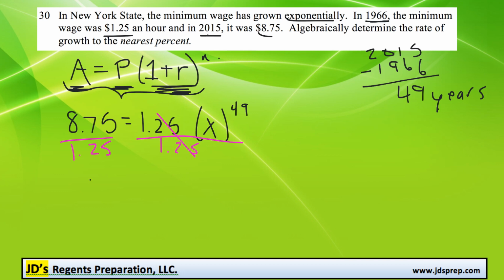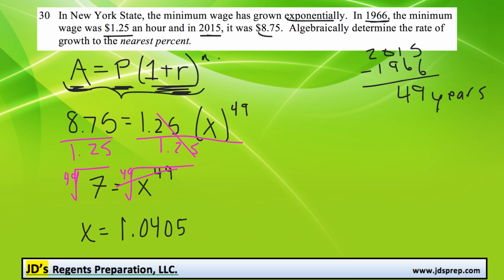And then on the left-hand side, if we divide those, we get 7. So 7 equals x to the power of 49, which is a pretty crazy exponent, but we can use a calculator here to help us out. All we need to do is take the 49th root of 7 to find out what x is. And using your calculator, you should get a value of 1.0405.